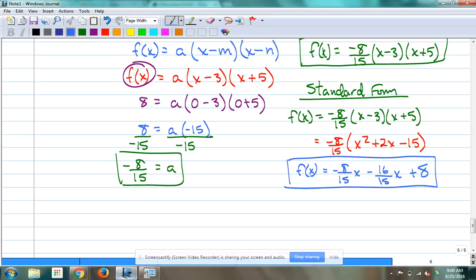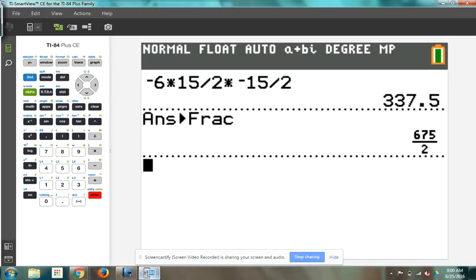Here I could add, my intercepts are 3 and negative 5. I could add those together and divide by 2, and I get the x part of the vertex. 3 plus negative 5 is negative 2, divided by 2 is negative 1. And then I could use either of these to plug in the negative 1 for x. That's supposed to be an x squared right there, sorry. So if I plug that in, that'd be negative 8 over 15 plus 16 over 15, which would be 7 over 15 plus 8. 7 over 15 plus 8.